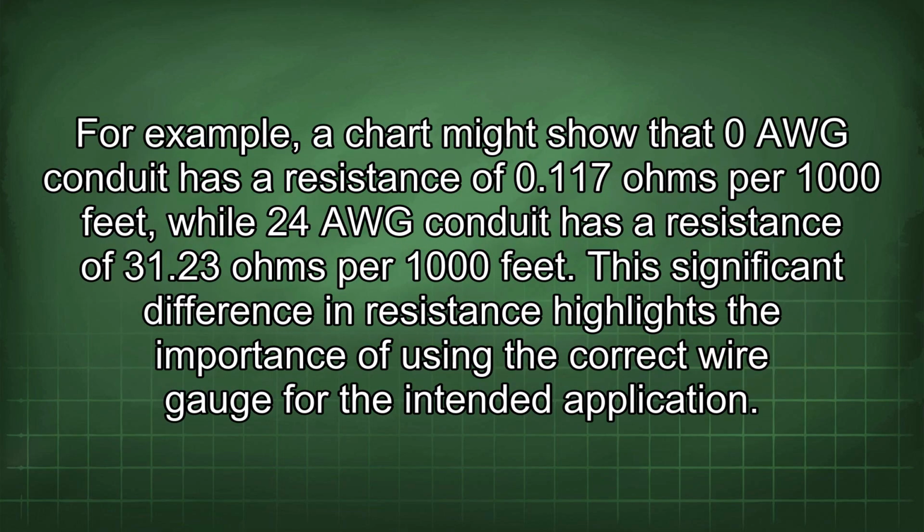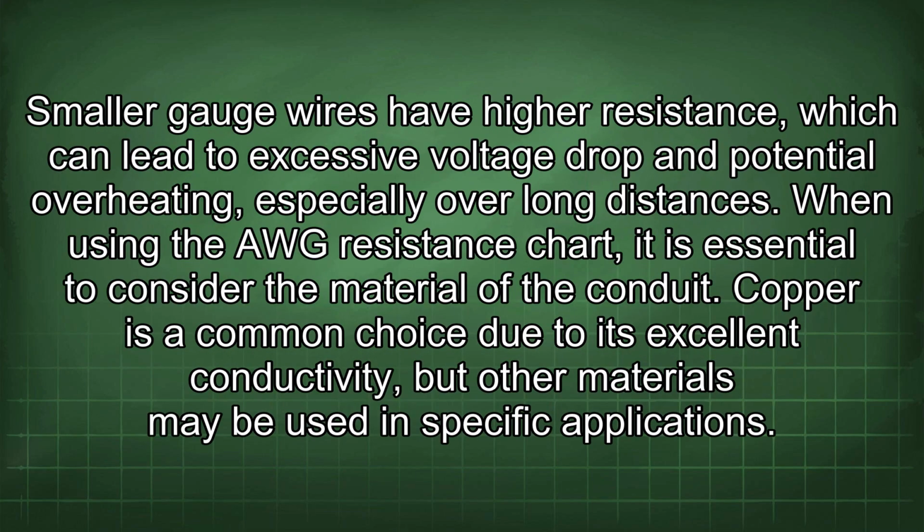For example, a chart might show that 0 AWG conduit has a resistance of 0.117 ohms per 1,000 feet, while 24 AWG conduit has a resistance of 31.23 ohms per 1,000 feet. This significant difference in resistance highlights the importance of using the correct wire gauge for the intended application. Smaller gauge wires have higher resistance, which can lead to excessive voltage drop and potential overheating, especially over long distances.